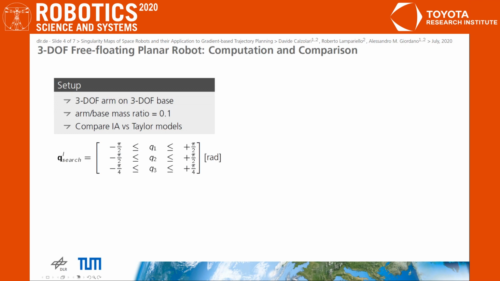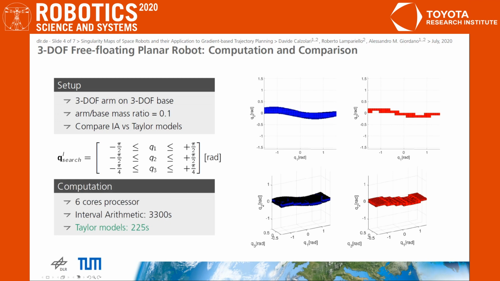The first example involves a comparison of the interval arithmetic and Taylor model-based approaches for the computation of a singularity map for a 3 degrees of freedom planar robot. The resulting maps are depicted in the figures from different angles. The computation time of the novel approach based on Taylor models is less than 7% of the time required for interval arithmetic. Taylor models have a more complex implementation than interval arithmetic, but this result indicates that Taylor models are very suitable for this specific problem.